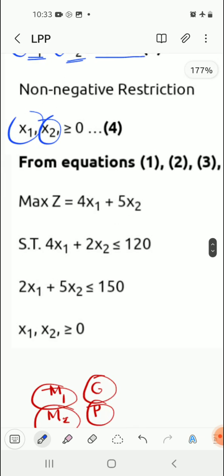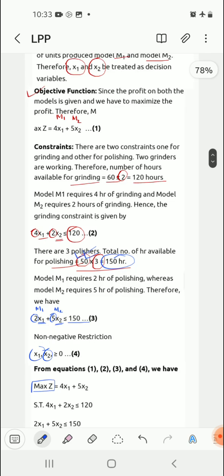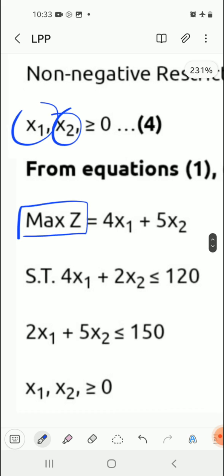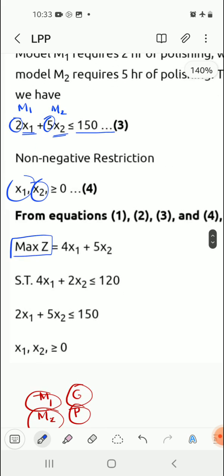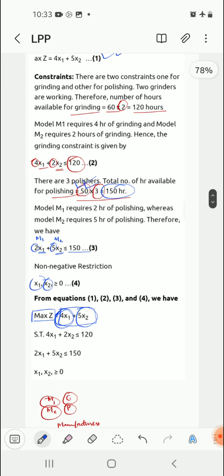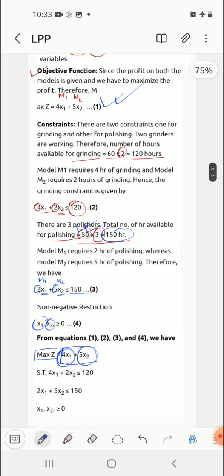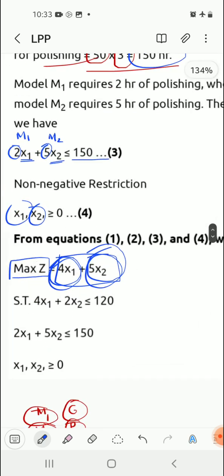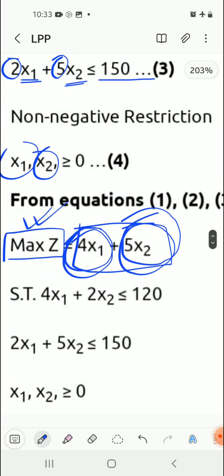So my equation becomes max z. Max z is used for our objective function. To state the objective function, we write max z and simply copy the objective function. My objective is to attain the profit: 4 rupees profit for the production of model 1, and 5 rupees for model 2. That is why this is my max z. My objective is to maximize our profit.